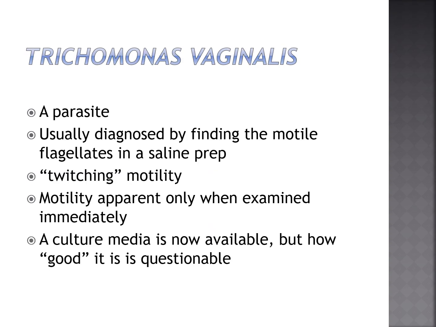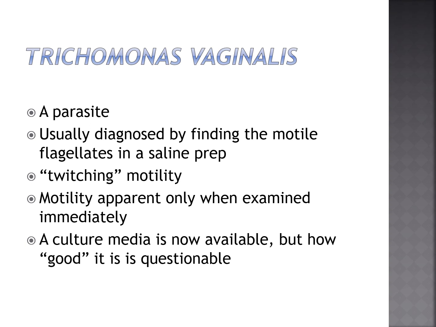There are a number of species of Trichomonas, but the one that we're concerned with in this lecture is Trichomonas vaginalis. It is a protozoan parasite, and is usually diagnosed by finding that motile flagellate in a saline wet prep. It has a twitching motility, and you can see that in a fresh wet prep with saline. The motility is apparent when it's first examined, but it's not going to be motile for very long.